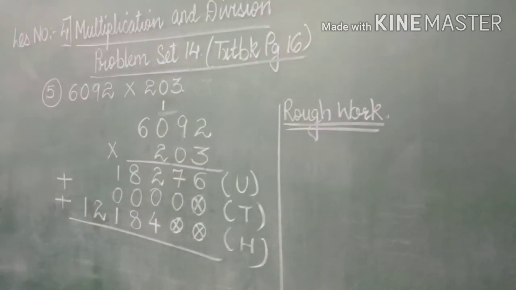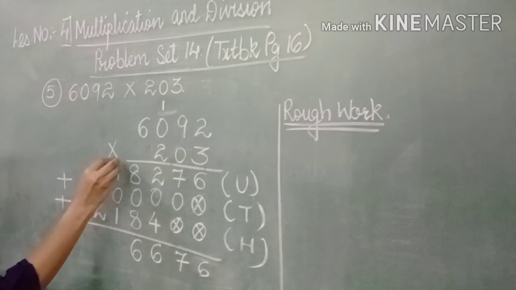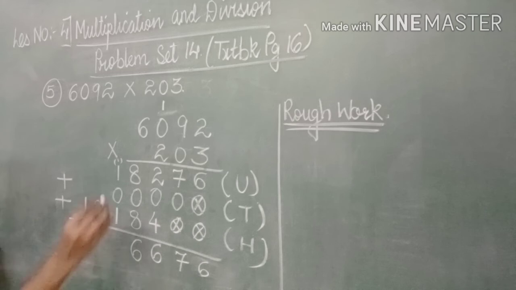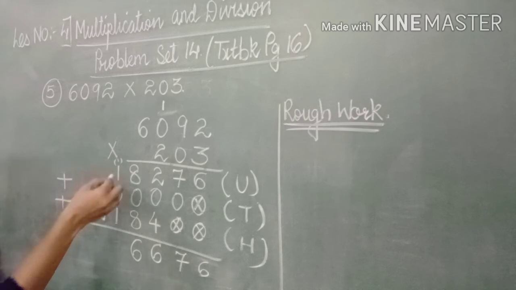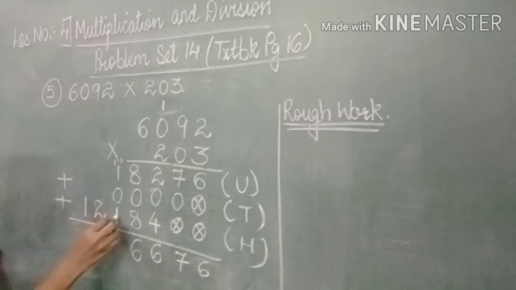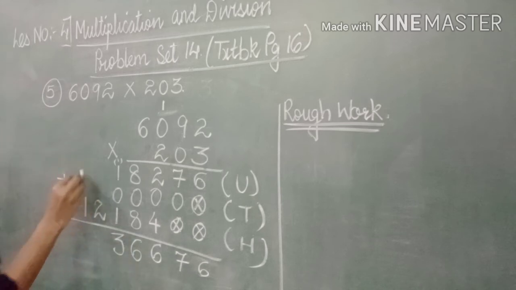Okay, now we will do the addition. 6 plus 0 plus 0. 7 plus 0 plus 0 becomes 7. 2 plus 0 becomes 2. Plus 4 becomes 6. 8 plus 0 becomes 8. Plus 8 becomes 16. So 6 writing down and 1 has to be carried over here. Okay, in the bracket you can write or you can write directly also. So 1 plus 1 becomes 2. 2 plus 0 becomes 2. 2 plus 1 becomes 3.